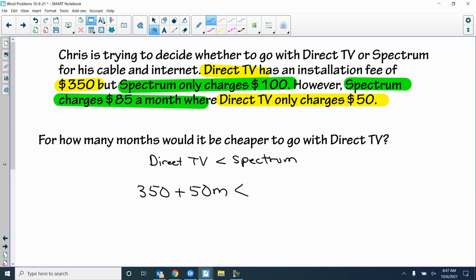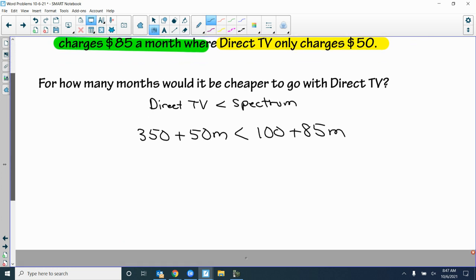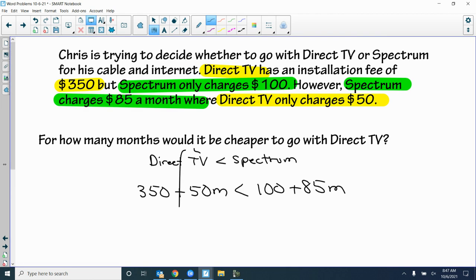All right, what's going to go for the other side? Jenna Reynolds, what do you think? It is less than 100 plus 85x. Okay, 100 plus 85. I'm just going to put an M. You use X, that's fine. All right, so now we want to solve that. Mason. Subtract 50. Good. Subtract 50.